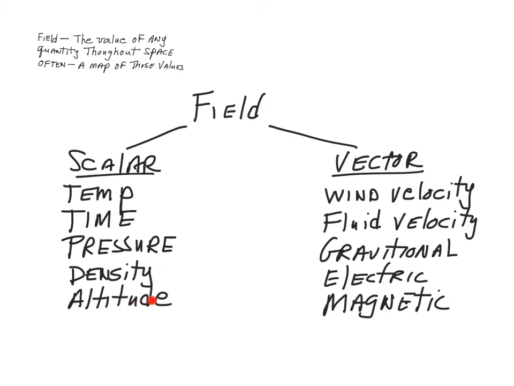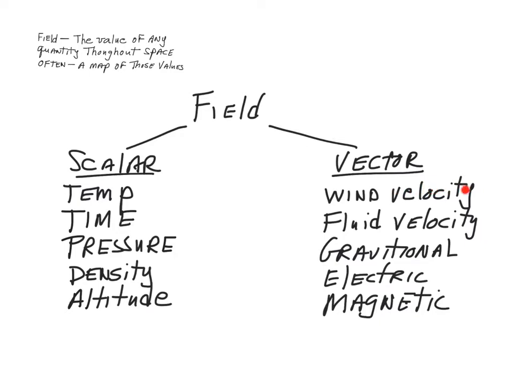And a familiar kind of field is a topographic map that has altitude lines that show the different altitudes throughout some area of space. Those are all scalar fields.